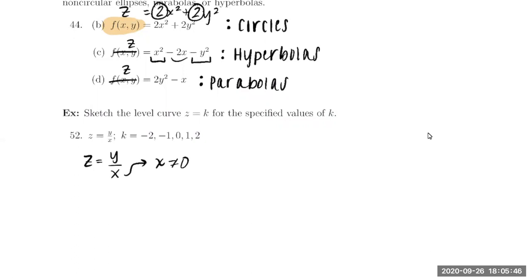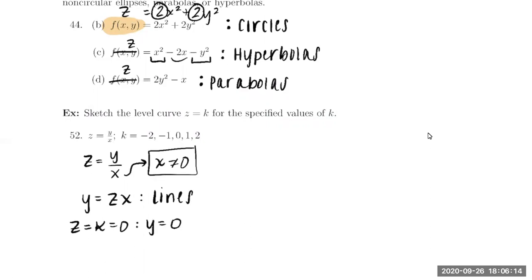So keeping that in mind, if I solve for y, I get y equals zx. So these level curves are going to look like lines because both of my variables, x and y, are linear. So let's take a look at what these various lines are going to look like. First of all, if z equals k equals 0, then we're just getting y equals 0. Now again, do not forget that we can't allow x to equal 0 in general. And so we're going to leave off the origin when we're sketching these.